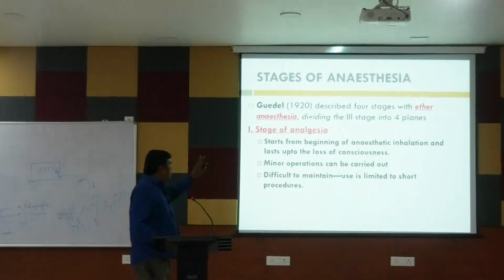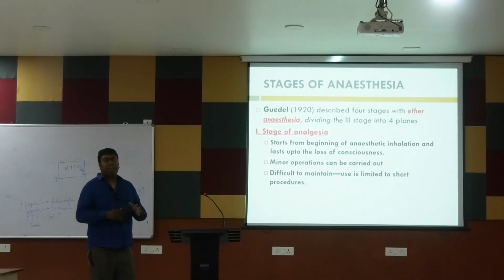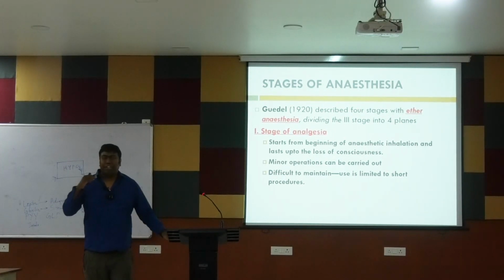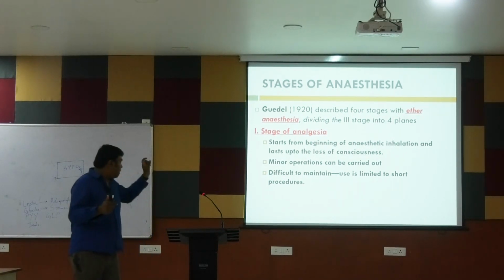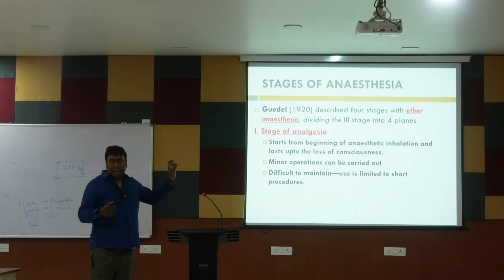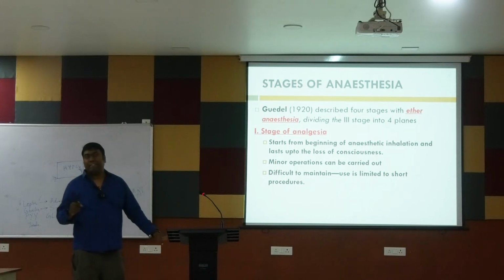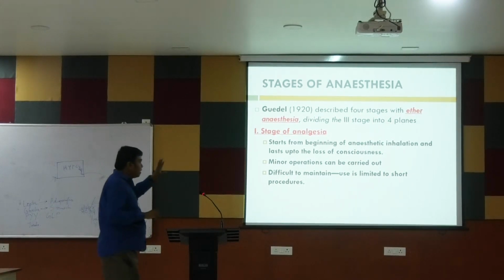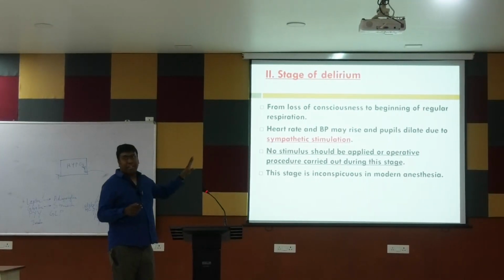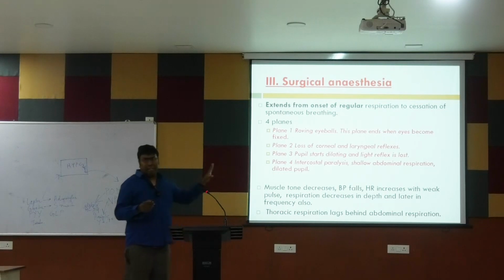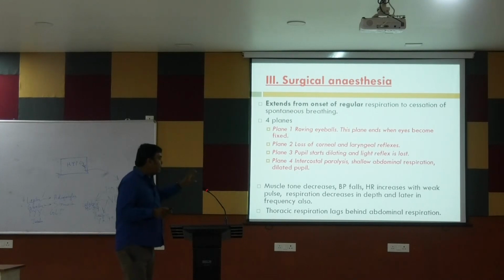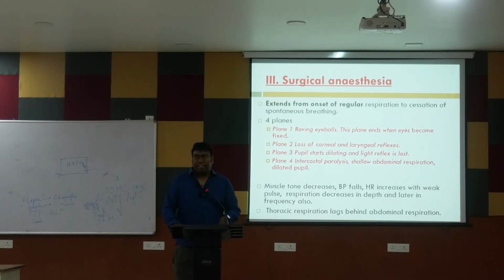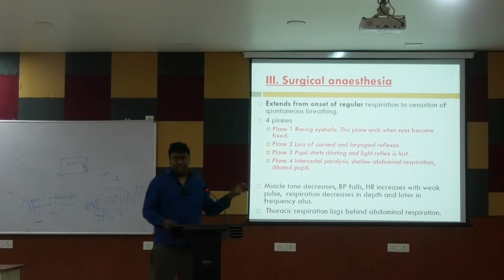Now, Guedel in 1920 staged the different phases of anesthesia. The important thing is the name of the person who staged it, Guedel, and which anesthesia, that is ether anesthesia. There are 4 stages: stage of analgesia, followed by stage of delirium, then surgical anesthesia and medullary paralysis. Among them, the third is surgical anesthesia. Most surgical procedures are done in surgical anesthesia.